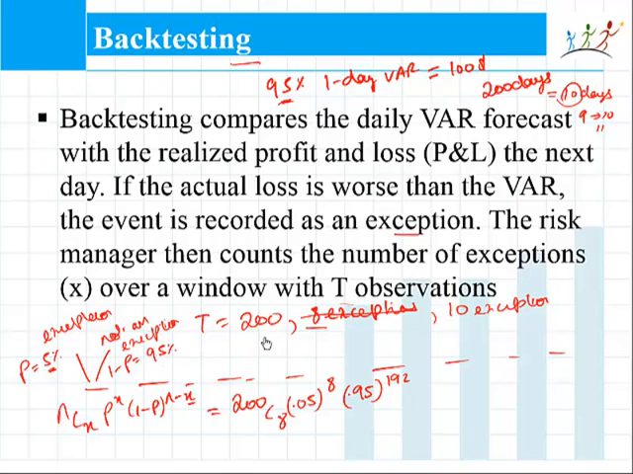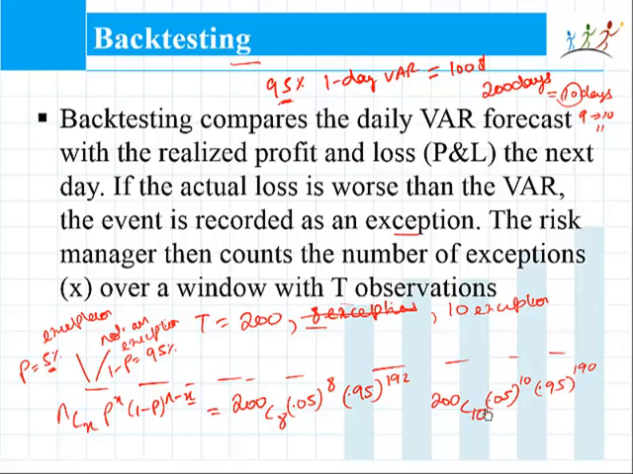So the probability of seeing exactly 10 exceptions in 200 days can be calculated as 200C10, probability of success or probability of an exception in any one trial to the power x, that is 10, (1 minus the probability of success), that is the probability of failure, to the power n minus x, that is 190.